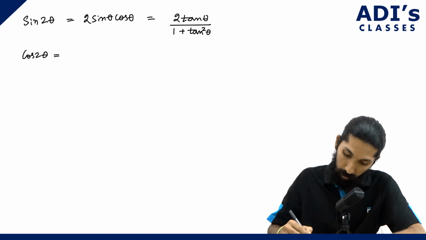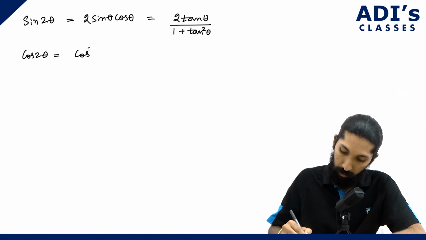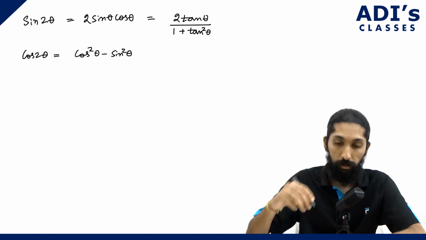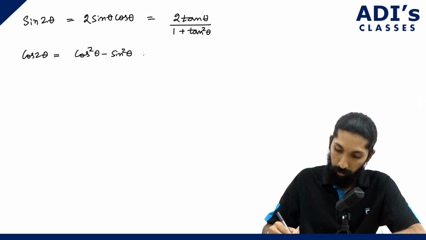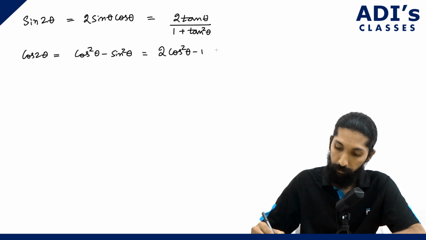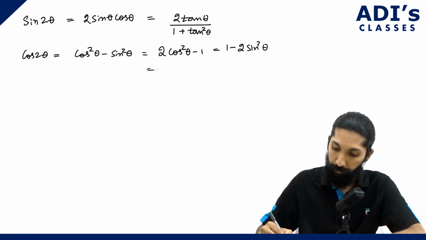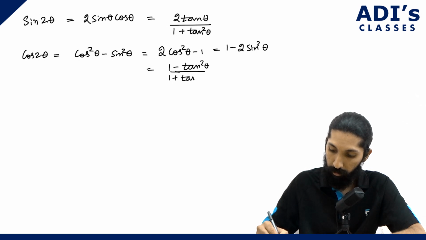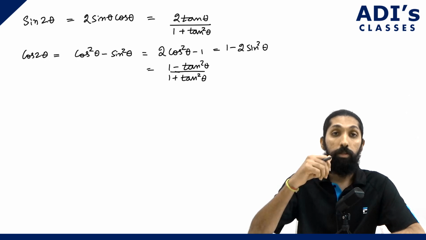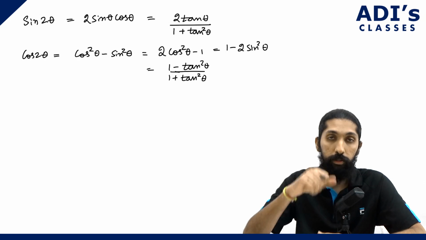The next one, this is cos square theta minus sine square theta. This is 1. Or the other one, 2 cos square theta minus 1, or 1 minus 2 sine square theta. Or the last one, you can say 1 minus tan square theta divided by 1 plus tan square theta. So you have 4 different formulas for cos 2 theta.